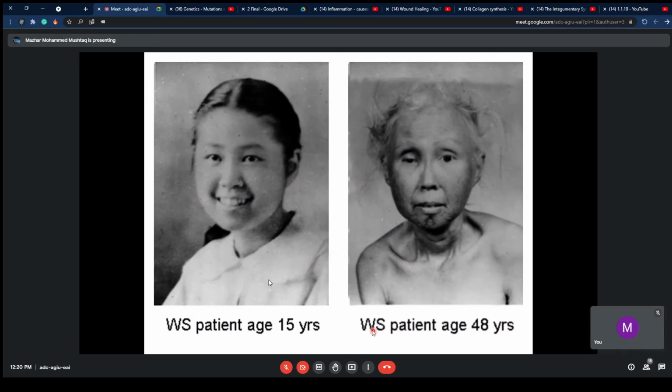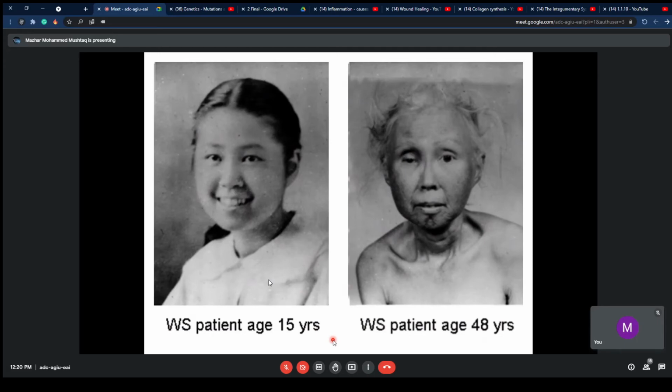So you can see here, what does the progeria do? WS, this is actually a syndrome. In the next slide, I will show you what are the features of WS. So you can see this is the same lady. Because of some genetic problem, she has undergone an aging process, and at the age of 48, she is looking like she is 75, at least to Sohaib. So you can feel the effect.